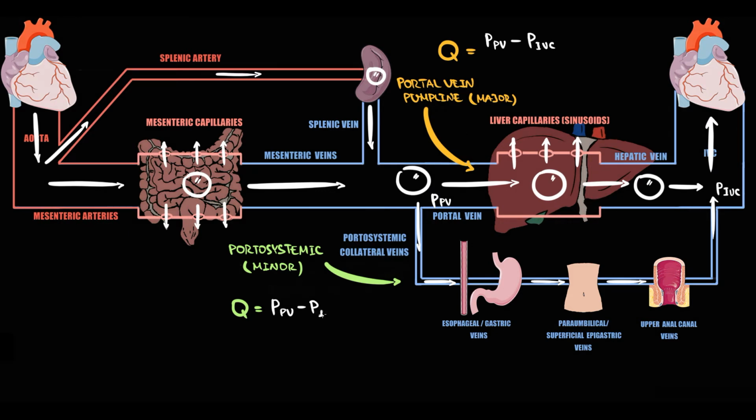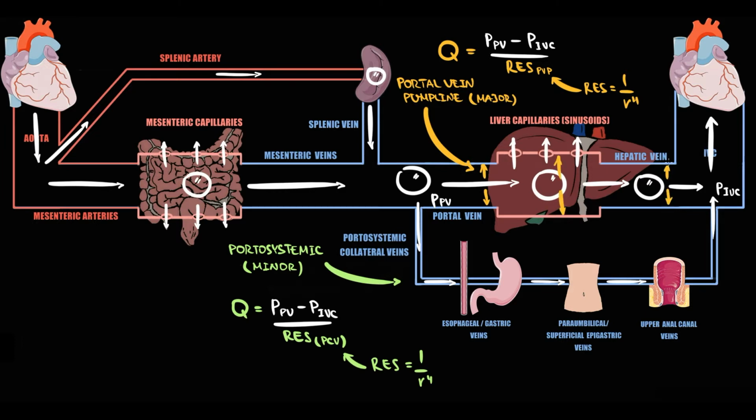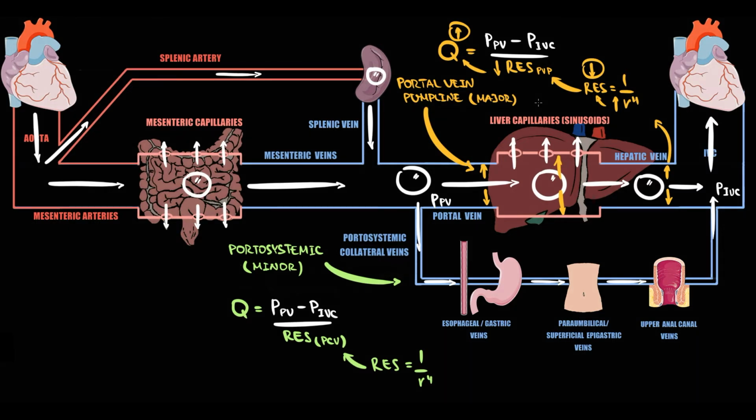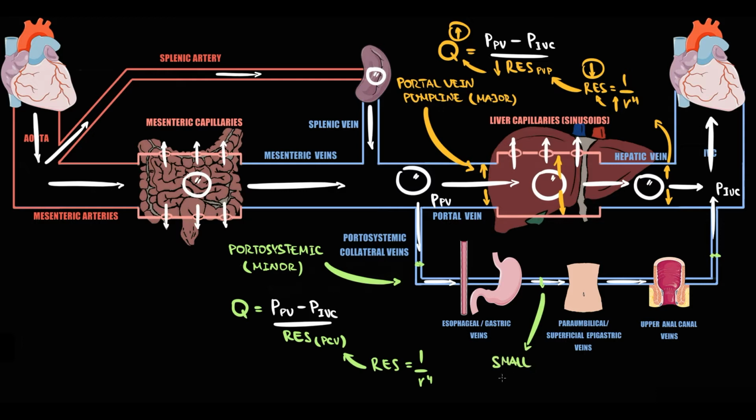But as we see, the destination is the same, but the roads are different. Each road has its own resistance, and as we know, resistance is inversely proportional to the fourth power of radius. The portal vein pipeline consists of large vessels. They have a big radius, and big radius gives them low resistance. And low resistance creates a huge flow. In contrast to the portal vein pipeline, portosystemic collateral vessels have a small radius. Small radius gives them a high resistance, and high resistance causes a low flow.